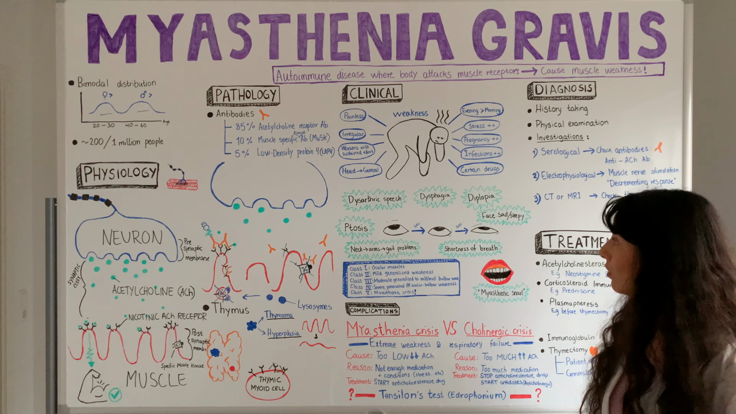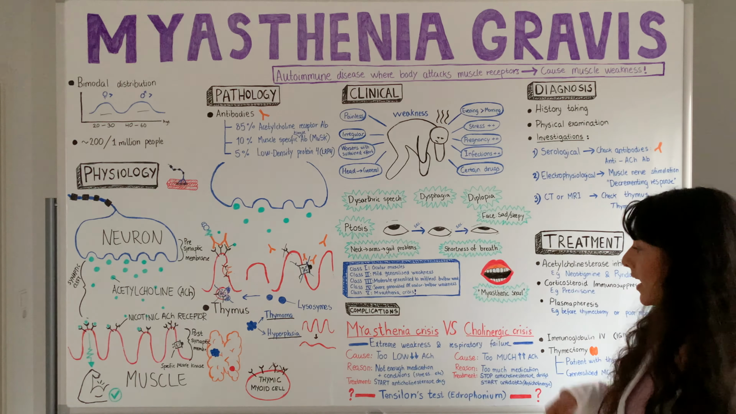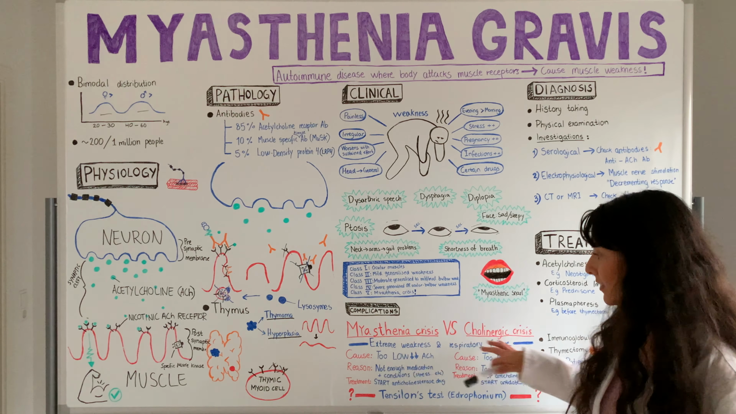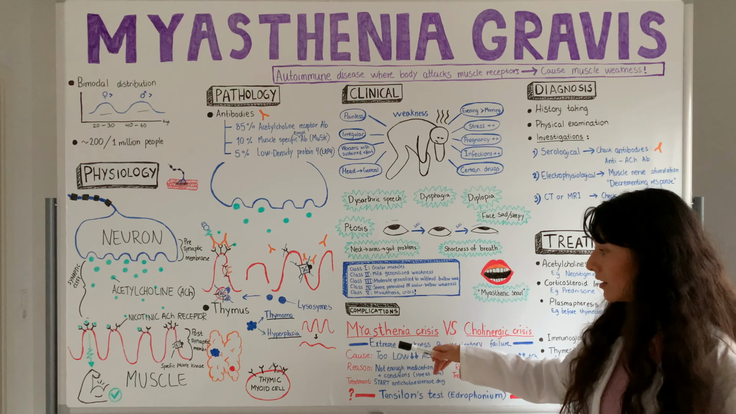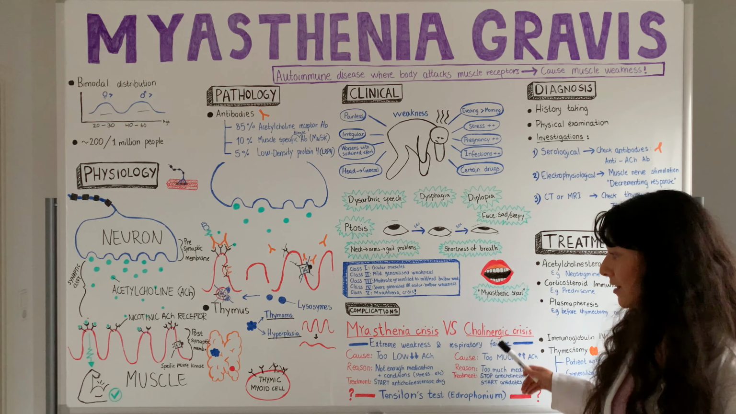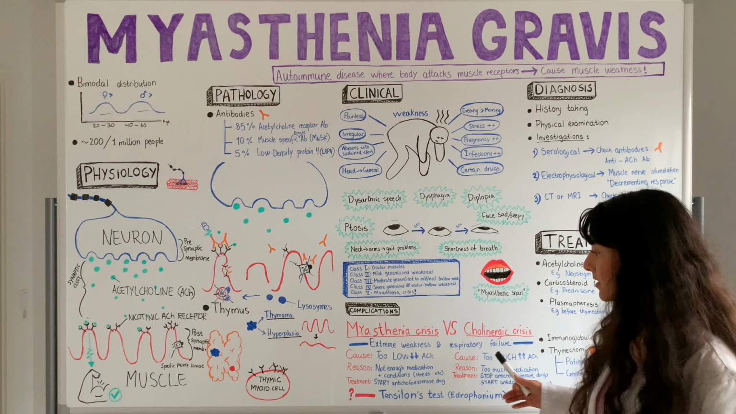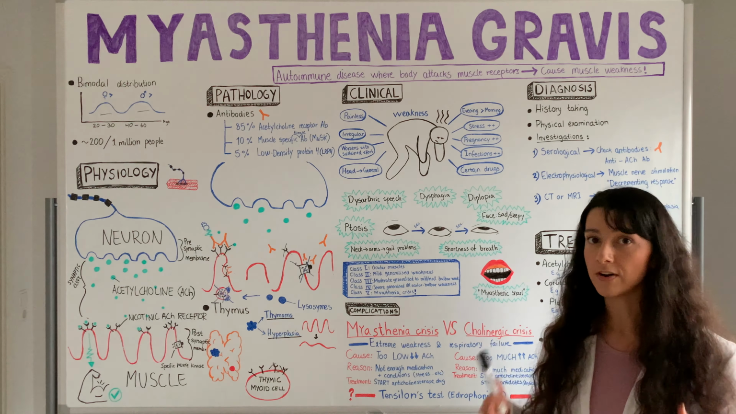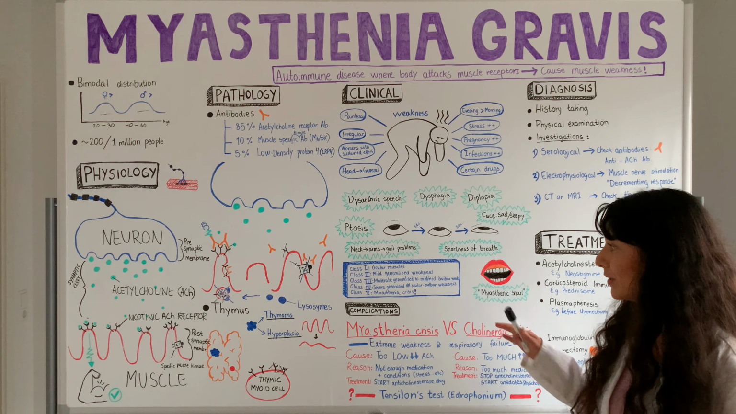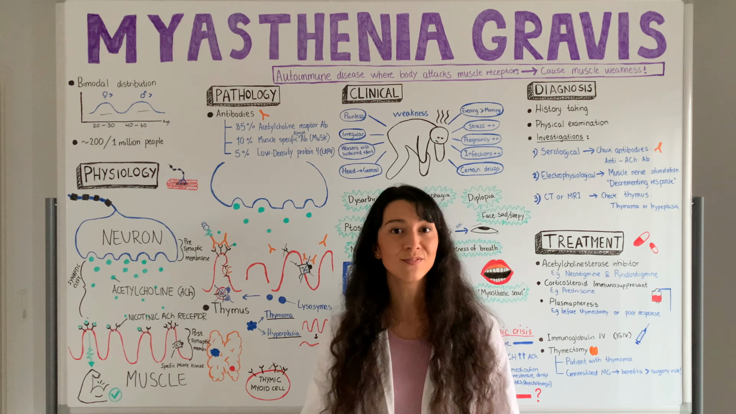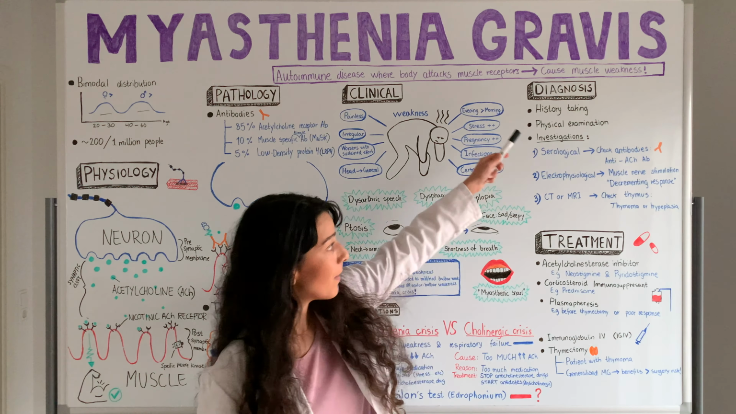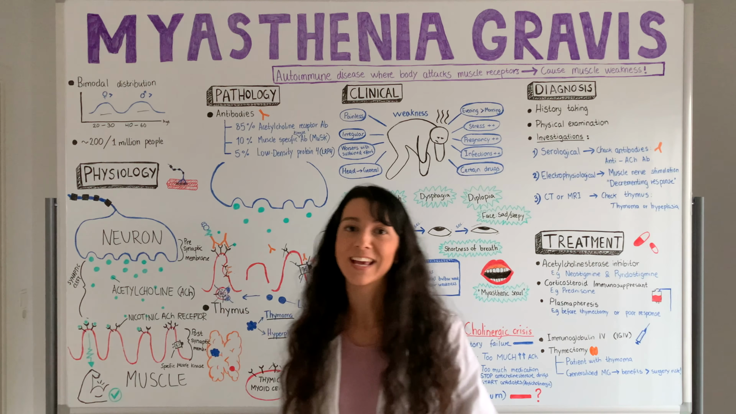And also in the next video, we will talk about the diagnosis and the differences between myasthenic crisis and cholinergic crisis, because often they can be mixed up because the symptoms of these two cases are very similar. So if you want to learn more, then keep watching the next video where I will be talking about diagnosis and the complications.